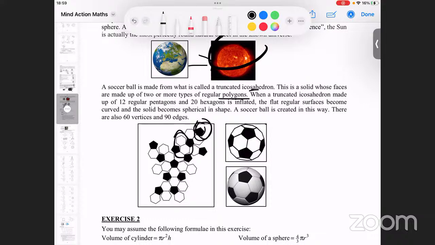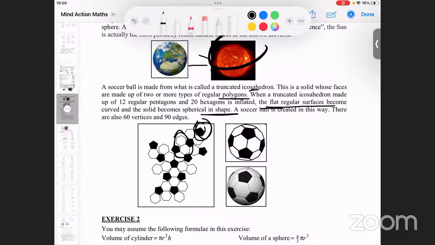Yes, ma'am. Perfect. So when a truncated icosahedron made up of 12 regular pentagons and 20 hexagons is inflated, the flat regular surfaces become curved and the solid becomes spherical in shape. So it becomes roundish, right? And a soccer ball is created in this way.